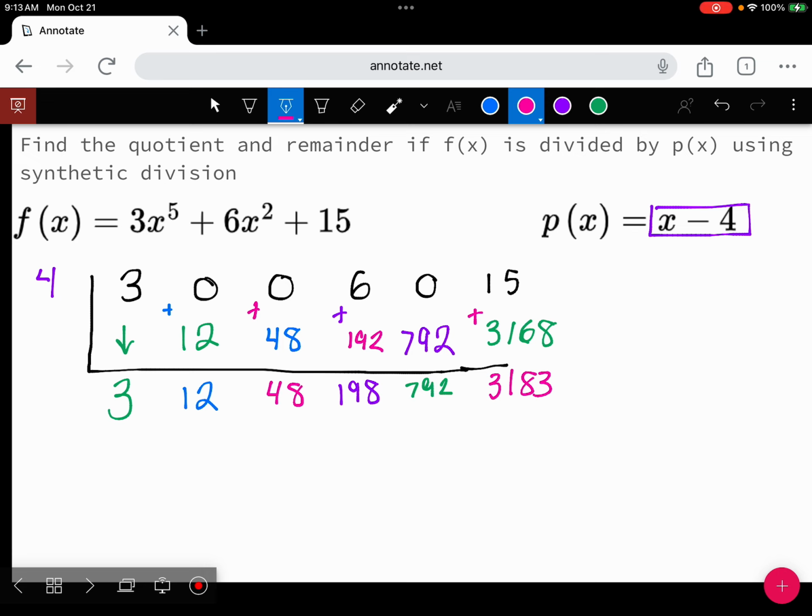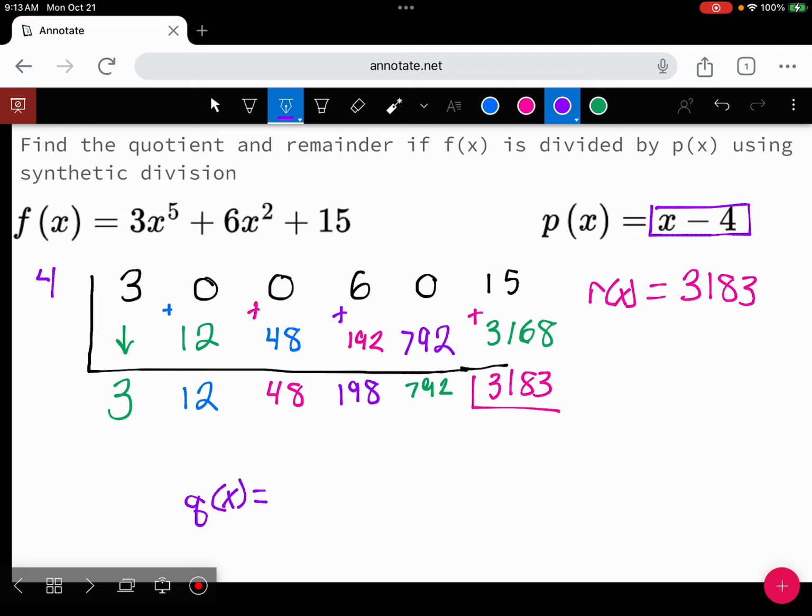So let's put down our r of x, our remainder, and our q of x, our quotient. So my r of x is going to be just the value of our f of 4. It's that 3,183. The remainder, that last box, is our r of x. I'm going to come down here to write my q of x just because we have a lot of pieces here.